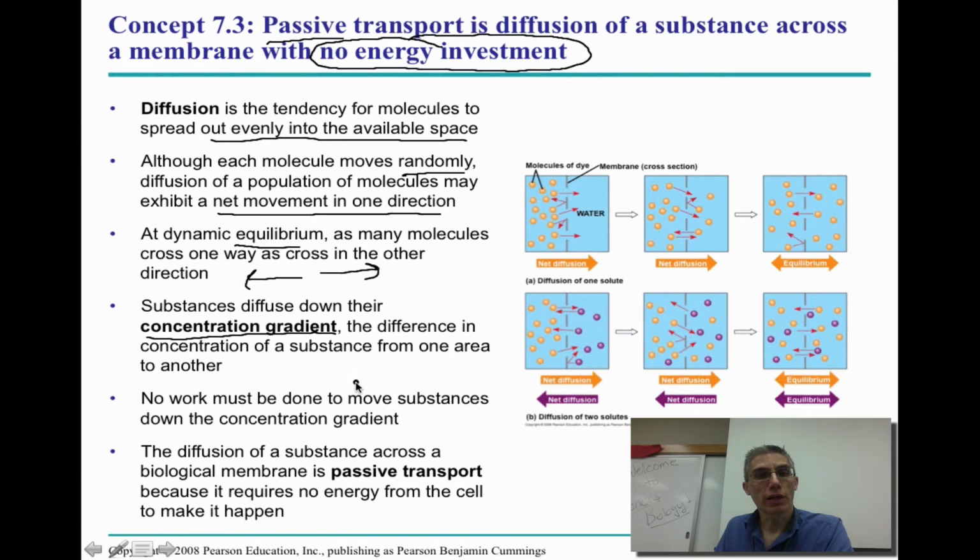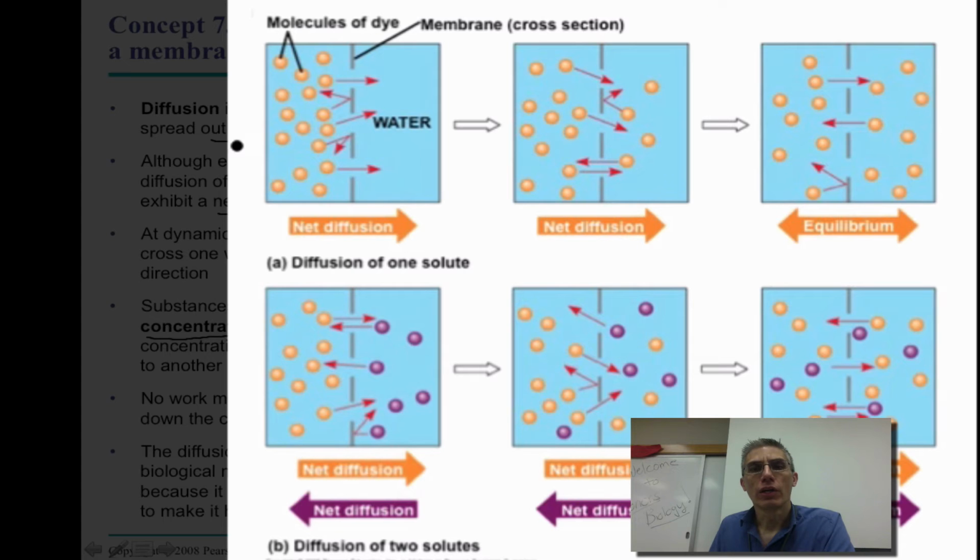Now, no work must be done to move substances down the concentration gradient. Again, when you think about work, you think about energy. And when you talk about passive transport, there's no energy input by the cell. The diffusion of a substance across a biological membrane is considered a passive type of process because, like I said, it requires no energy from the cell to make it happen. So over here on the right, this is just a really quick example of diffusion. And again, when we talk about net diffusion, we're talking about the molecules that you would see right here. This would represent the membrane that you see in this particular example.